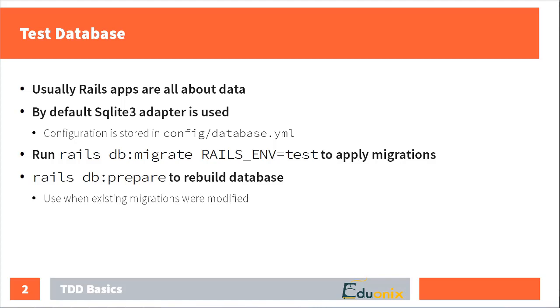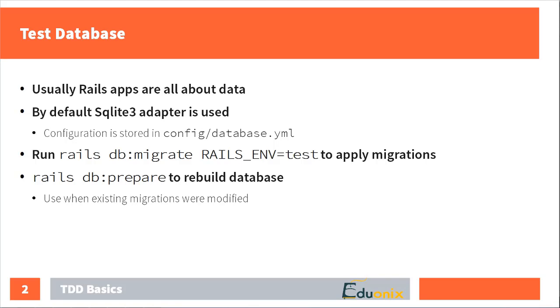Obviously, web applications are all about data, usually. So we, of course, need some sample data to write our tests, to set some assertions, and so on. And as you already know, by default we're using the SQLite 3 adapter, as I showed you in the previous video.